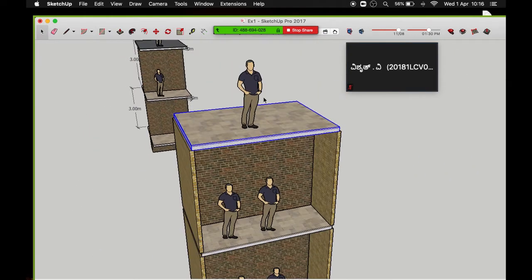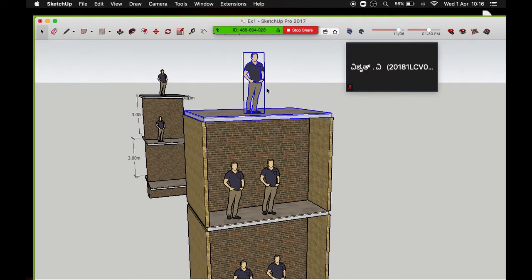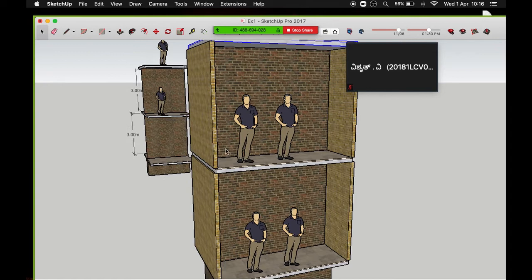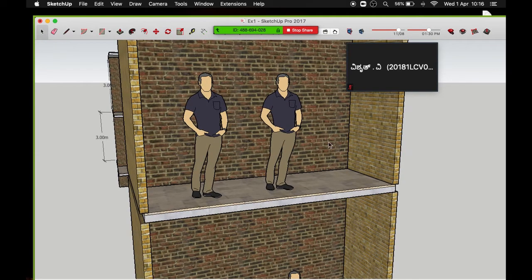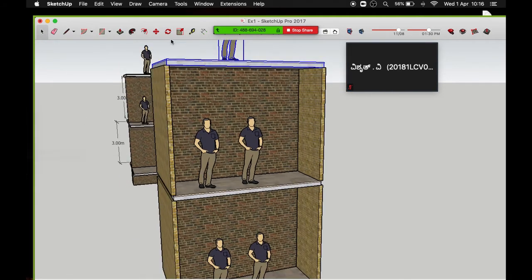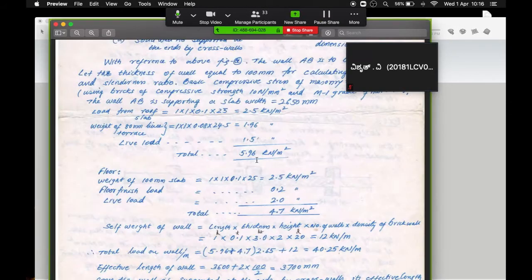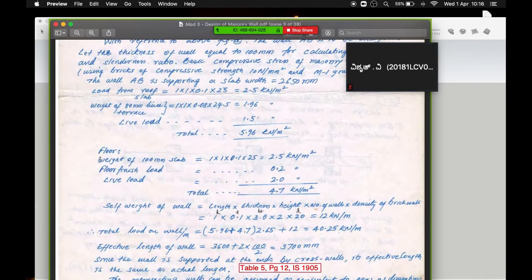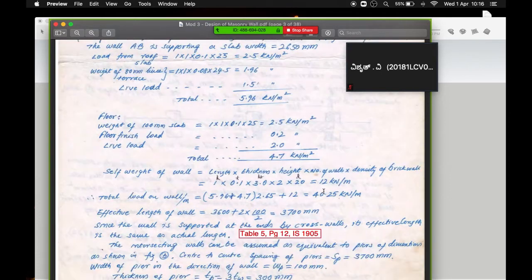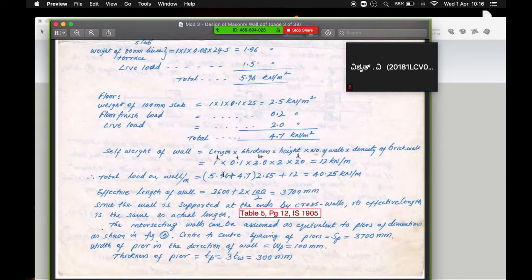Now that we have calculated the load of the roof slab and the live load on top of it, we have to calculate the load on the first floor or the lower slab. Again, it's the same logic. We find the weight of the 100 mm slab plus floor finish plus live load. In a similar manner, we get 4.7 kilonewton per meter square. Next, self weight of the wall.